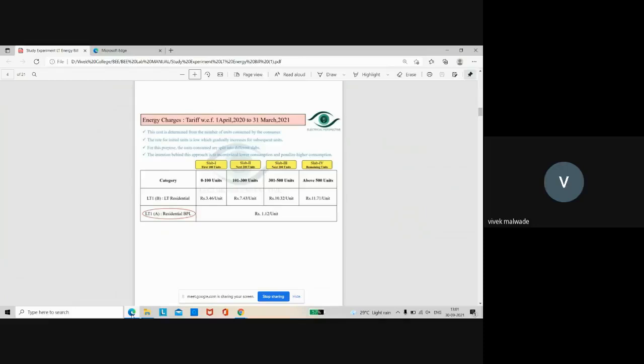Okay, and for the last slab, above 500 units, the electricity board will charge you after 500 units at rupees 11.71 per unit. So these are the charges applicable for LT1 type B, LT residential consumer. And again, for LT1 type A, residential below poverty level consumers, they are charged a fixed rate of rupees 1.12 per unit. Okay.